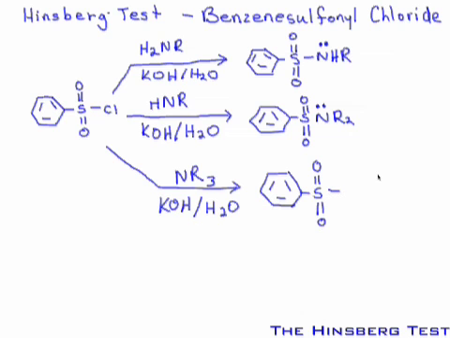Now in this case, we don't get a benzene sulfonamide because one of the steps in forming the sulfonamide is losing a proton off the nitrogen. The problem is NR3 has no protons. So when it comes in and attacks and you kick out the chloride, you're left with this species called NR3+. And in the case of tertiary amines, this is less stable than the sulfonamide derivatives. So there you have it.